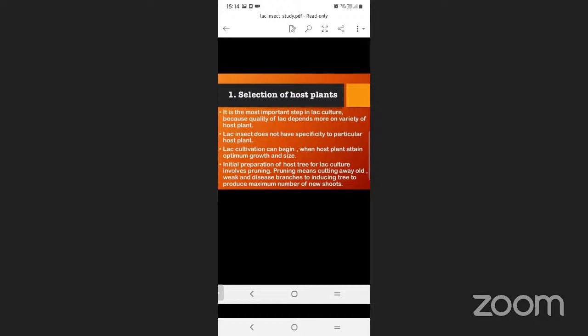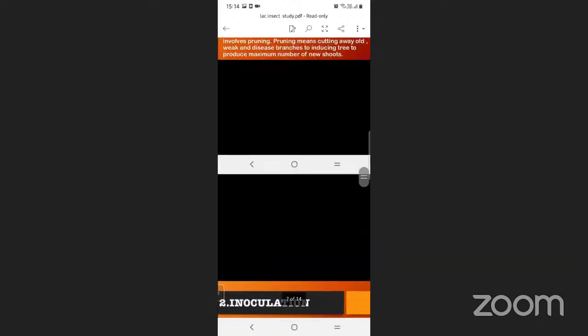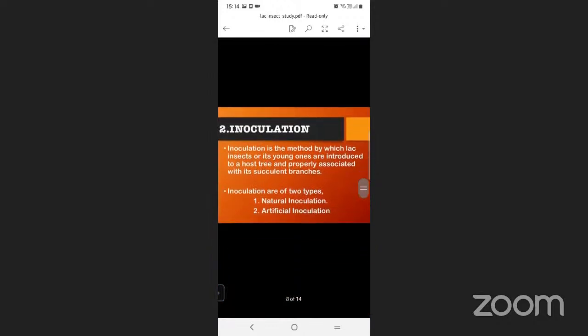Initial preparation of host tree for lac culture involves pruning. Pruning means cutting away old, weak and diseased branches to induce the tree to produce the maximum number of new shoots. And then inoculation. Inoculation is a method by which lac insects or their young ones are introduced to a host tree and properly associated with its succulent branches. Inoculation is of 2 types: natural inoculation and artificial inoculation.